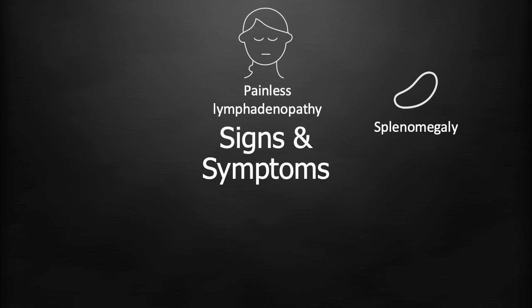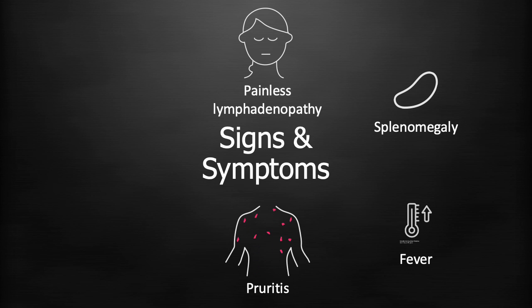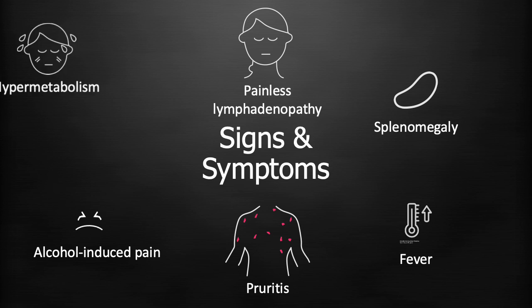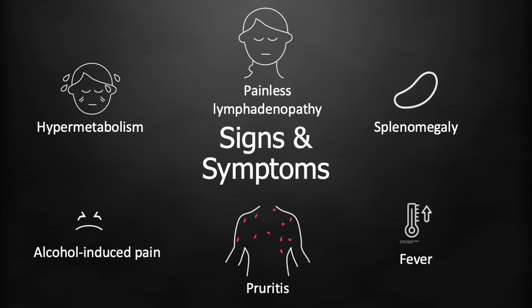Clinical splenomegaly occurs during the course of the disease in 50% of the patients and is seldom massive. Then we have fever, pruritus or itching, alcohol-induced pain in the areas where the disease is present, and hypermetabolism symptoms like weight loss, night sweating, anorexia, or cachexia. Less common clinical signs of Hodgkin lymphoma may include bone pain, headaches, skin rash, jaundice, or peripheral neuropathy like numbness and tingling in the hands and feet.